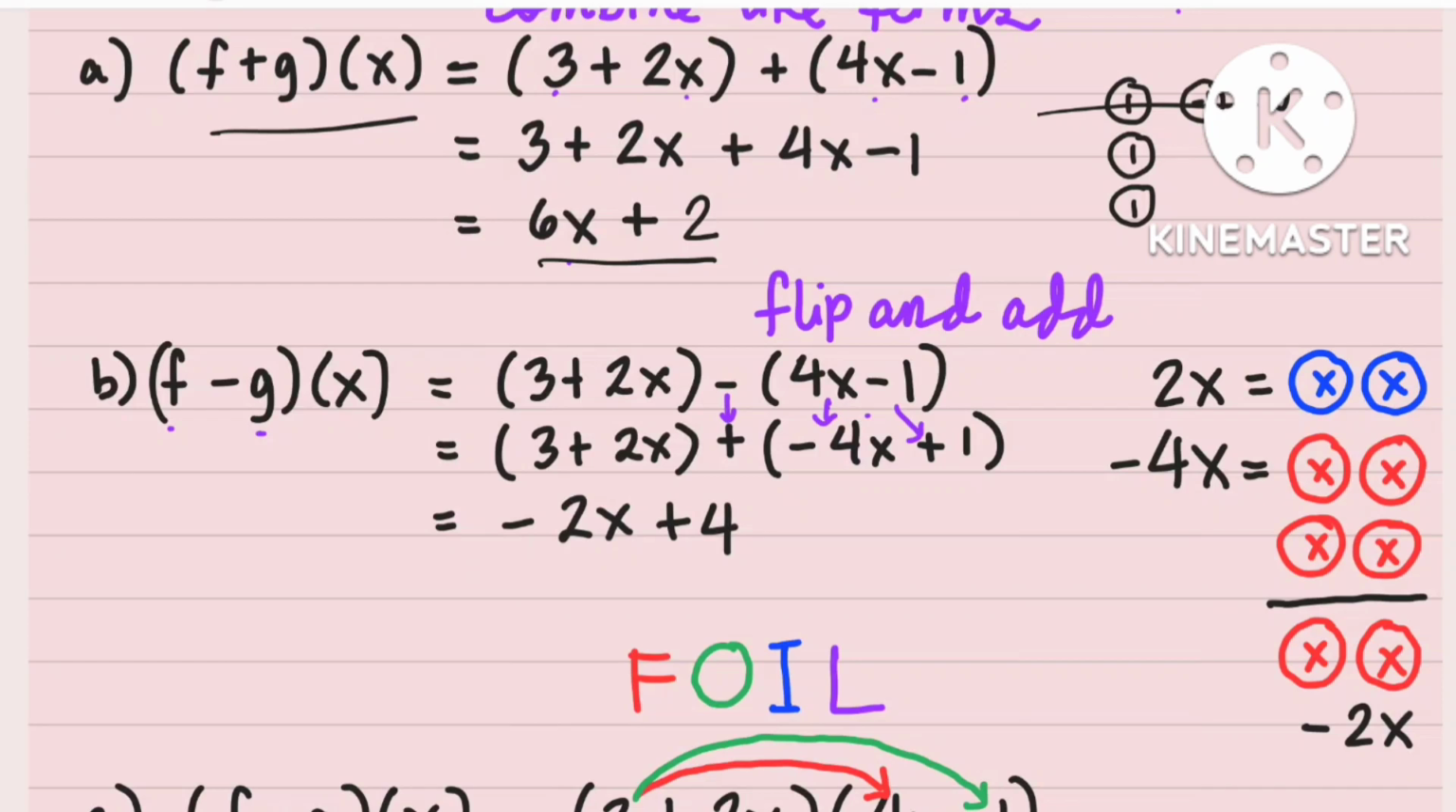After we flip the terms of our subtrahend, we will proceed to addition. Again, we will have to combine like terms. So 2x plus negative 4x, it's like we have 2 blue coins with x inside and 4 red coins with x inside. And when two coins of opposite colors combine, they add up to 0. So we'll have 2 red coins left, and that means the sum of 2x and negative 4x is negative 2x. While 3 plus 1, obviously, that's 4. So that is the answer.